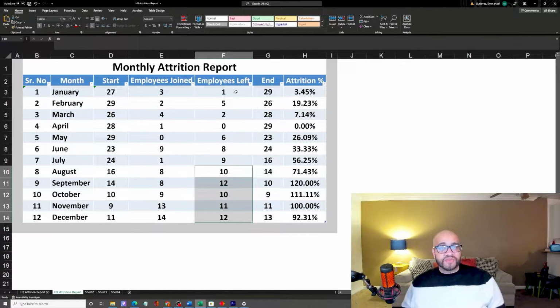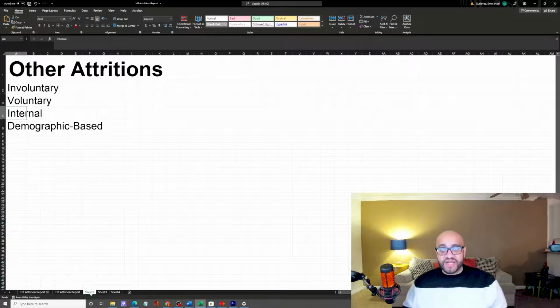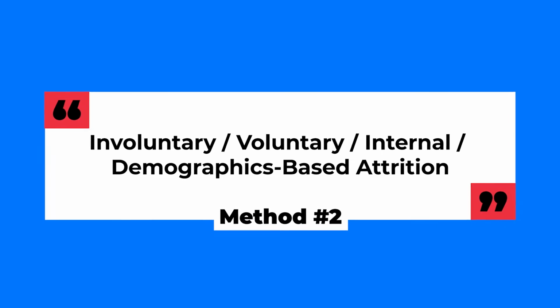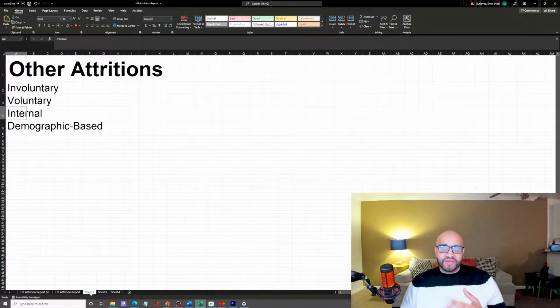What I would say though, this is way too big of an oversimplification of attrition. There's really other ways of looking at attrition as well. And the four main ones are involuntary, voluntary, internal, and demographics based. So involuntary means that it was initiated by the employer, or you as the company, right? So these are your downscaling of departments, terminations, any of those numbers, right?